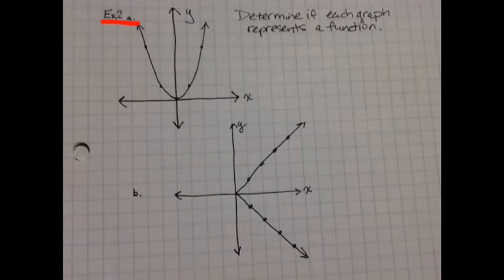I'm going to take my blue pen and I'm going to draw vertical lines through the graph, vertical lines straight down. Notice that no matter where I draw these vertical lines, I'm only going to hit the graph at one individual point.